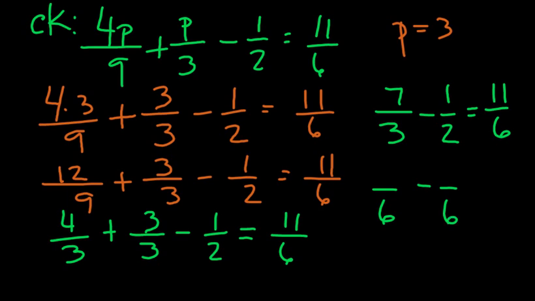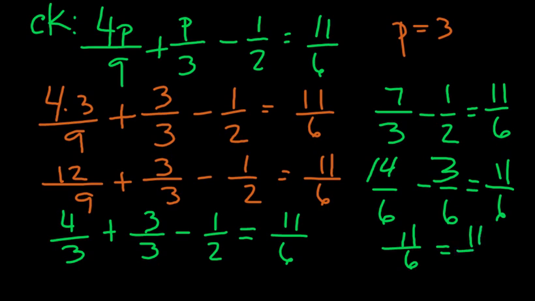So 3 times 2 is 6, so 7 times 2 is 14. Then we have 2 times 3 is 6, so 1 times 3 is 3. 14 minus 3 happens to be 11. 11/6 equals 11/6.